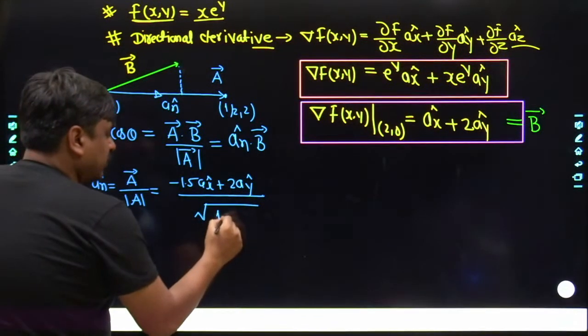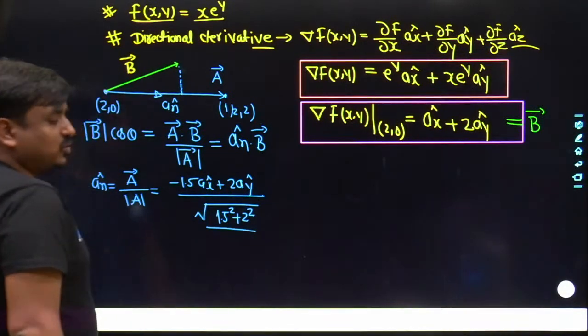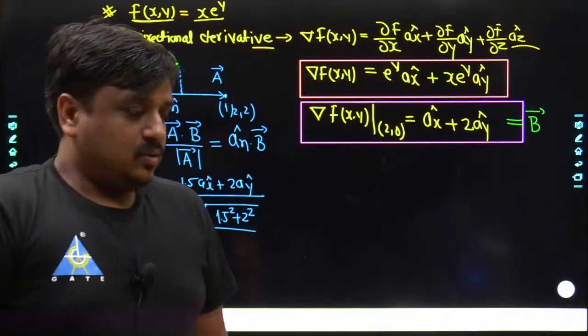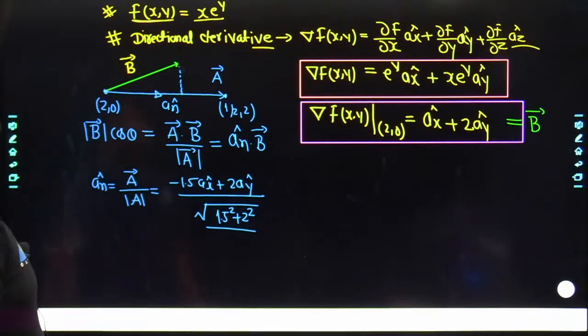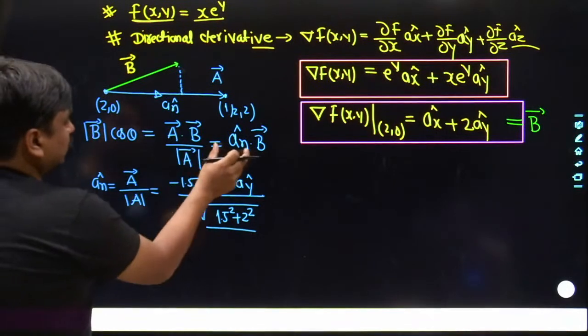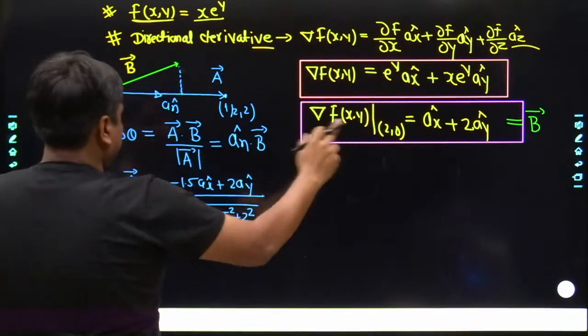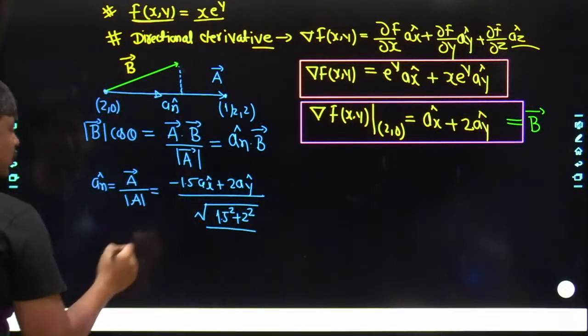What would be its magnitude? It would be the square root of 1.5 square plus 2 square. Till this point, each and everything must be clear to all of us. Just focus over this factor. A n cap is known to me. Similarly, b vector is known to me. You will just take its dot multiplication.